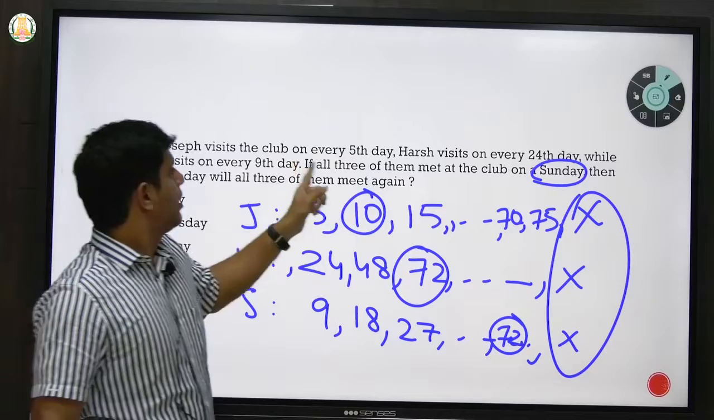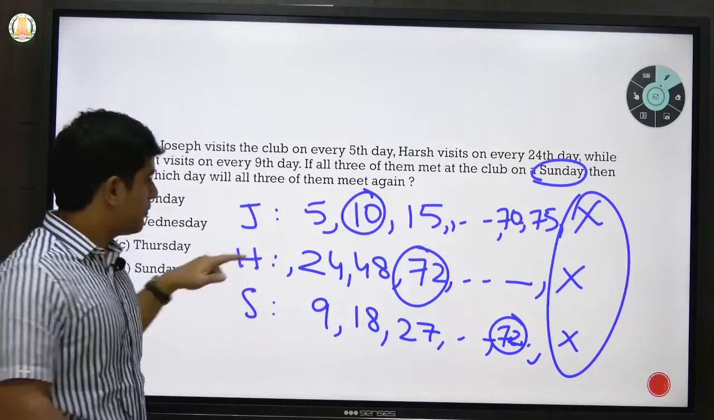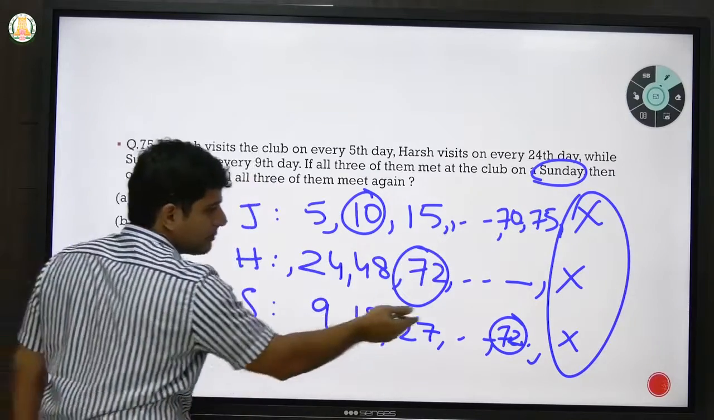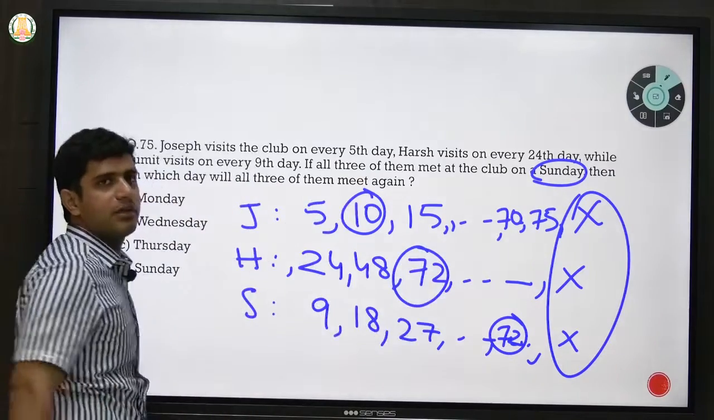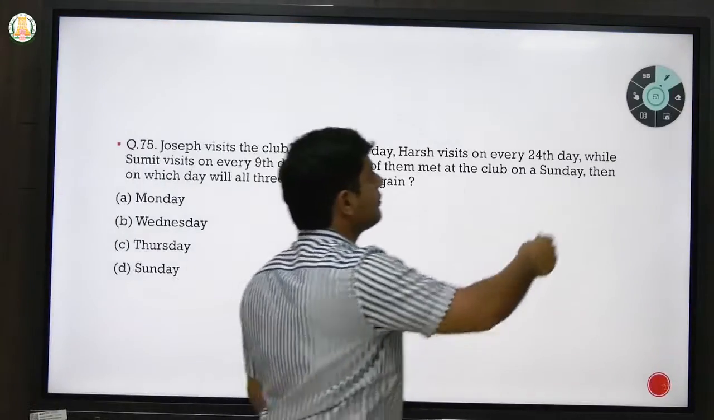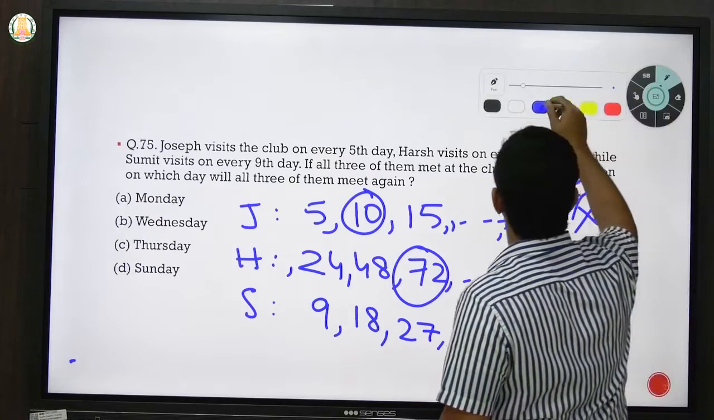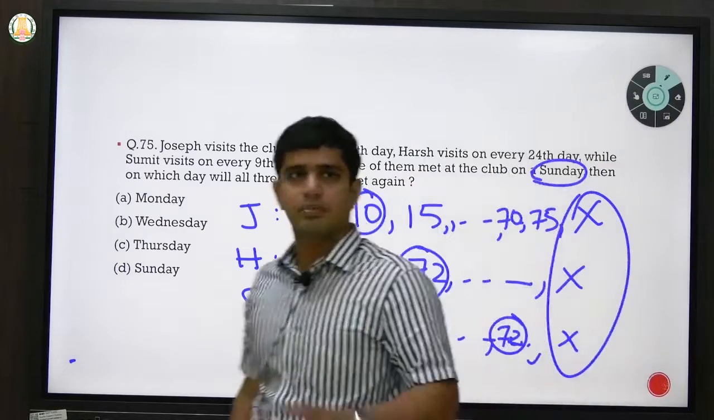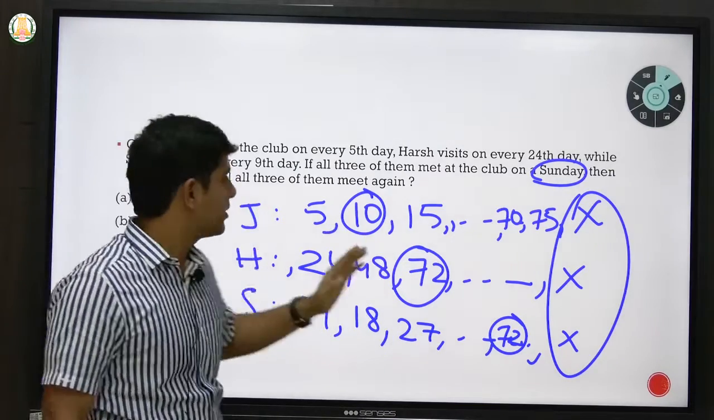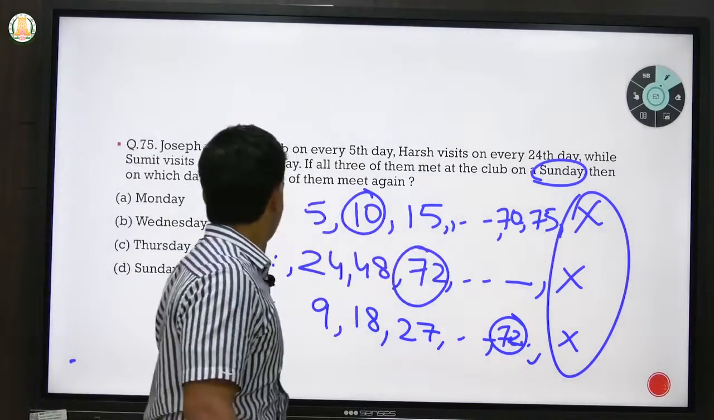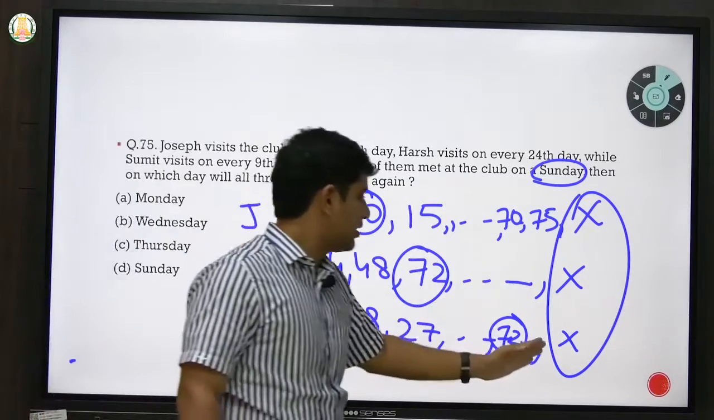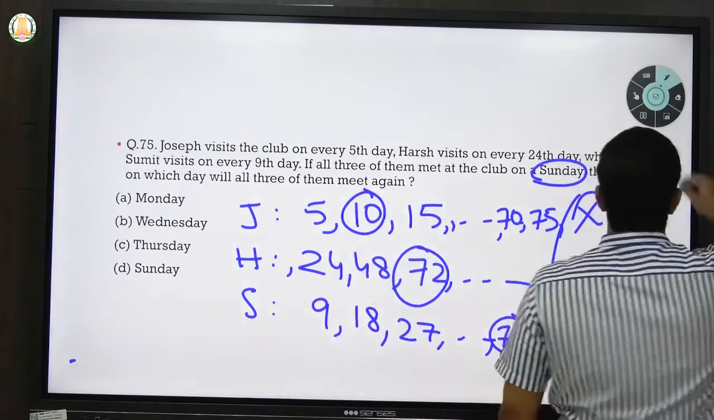But all 3 of them have to meet. So if you see the pattern, this is multiples of 24, this is multiples of 9, and this is multiples of 5. So there should be one particular number which is a multiple of all these 3 numbers put together. That particular X should be a multiple of 5, a multiple of 24, and a multiple of 9. Only then will they be able to meet.